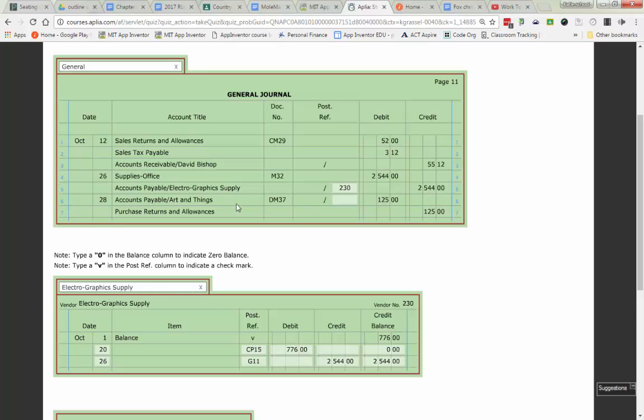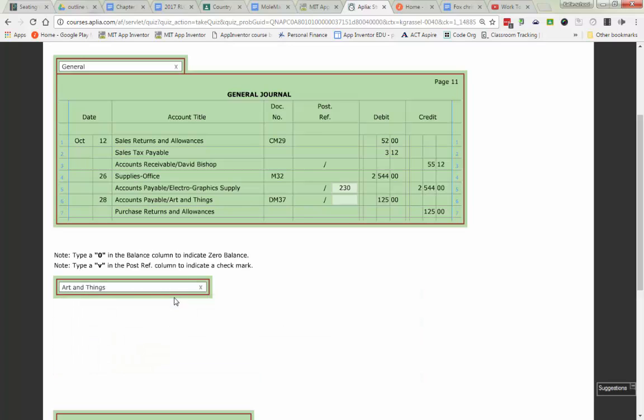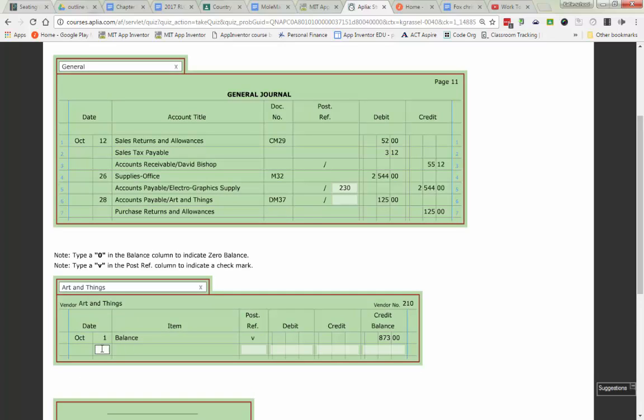I'm now going to post line 6. Line 6 says accounts payable, Art and Things. I'm going to put the date of the 28th. Post reference is going to be G11. And I'm going to debit it $125. What is happening with this transaction? It's a debit memorandum. Basically, we bought something originally from Art and Things, but we don't want it anymore, so we returned it. So the amount that we owe Art and Things has to go down. It had a balance previously of $873. As a credit, I'm debiting it $125, so its new balance is going to be $748. And I put account number 210 back up on there.